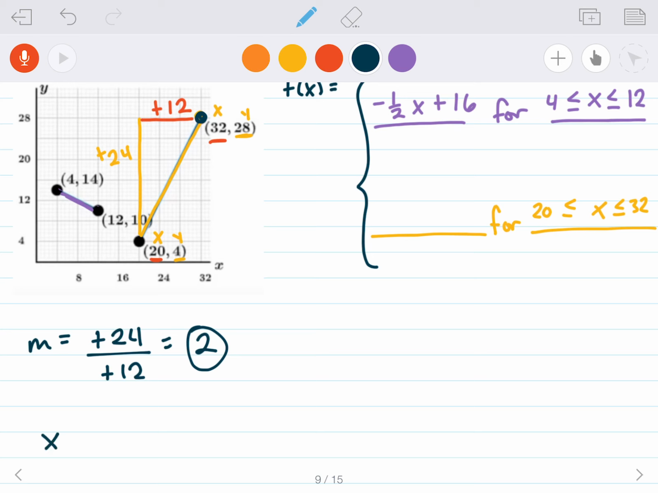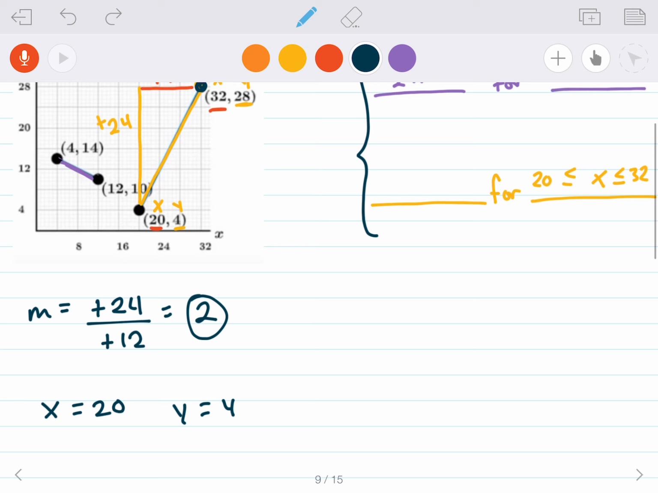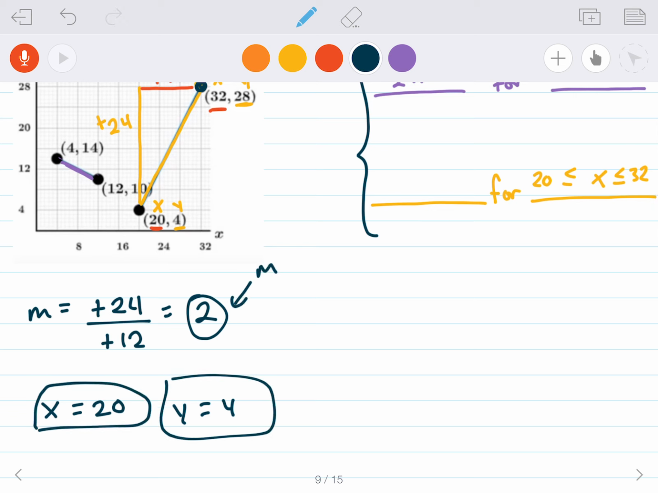I'm going to pick x equals 20 and y equals 4. You could have picked this one as well, x is 32, y is 28. It doesn't matter, but the idea here is the same. We're going to take the x, the y, and the m and plug it all into y equals mx plus b to solve for b.